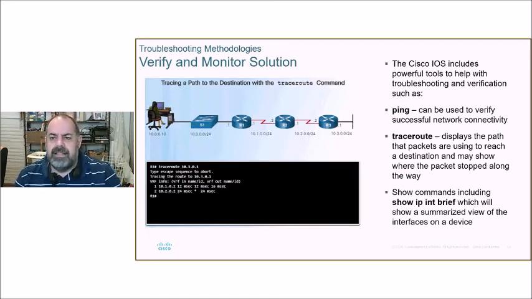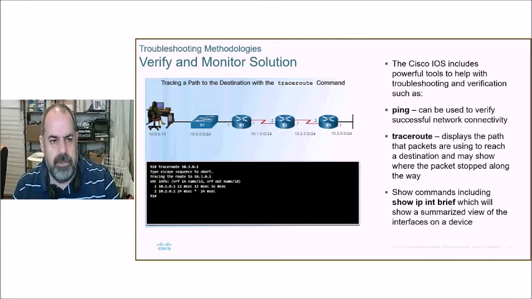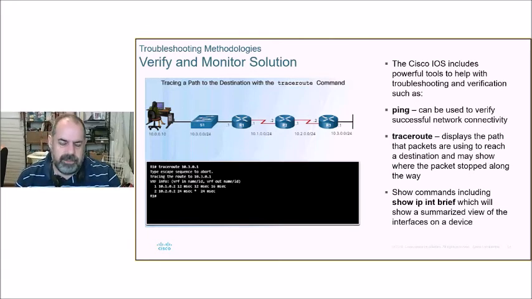Basically, Cisco includes powerful tools to help troubleshoot and verify fixes. Ping, traceroute, and show IP interface brief are of course commands you can run, and they can be used either to troubleshoot or to verify your fixes.